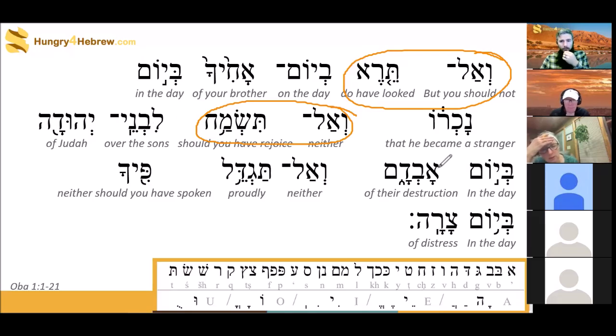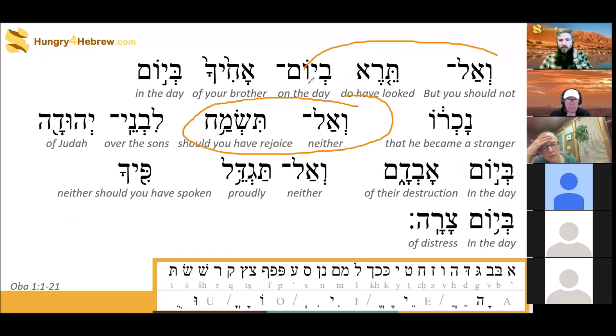B'yom ovdam. So here's another infinitive construct. The day of their perishing, destruction. Va'al tagdel, and don't cause yourself to be great. Don't be proud, haughty, picha, with your mouth, b'yom tzara, on the day of distress. So apparently they were doing all of that. So here's a jussive, there's a jussive, a negative jussive.